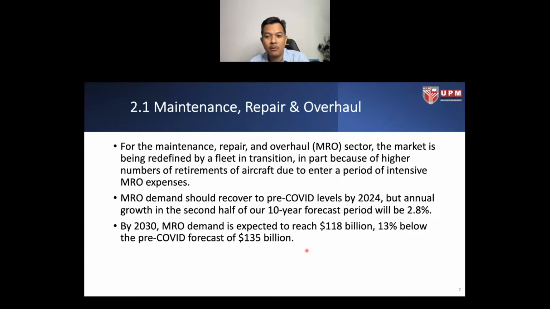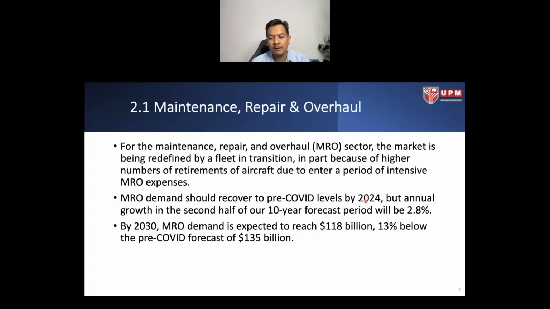Because the two subsectors which are dominant, as I said, MRO and manufacturing, are already established. For the MRO sector, the market is being redefined by fleet in transition. This is because of higher numbers of aircraft retirements and the sector is due to enter a period of intensive MRO expenses, because aircraft are normally used for 30 to 40 years from the day they are shipped out of the factory, and can be used by many airlines. It's not just one type of airline. Sometimes it is used as second hand, leased out, or converted into cargo and so many other modes of transformation, right?